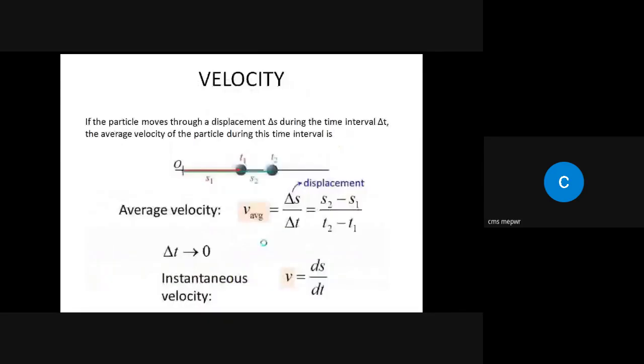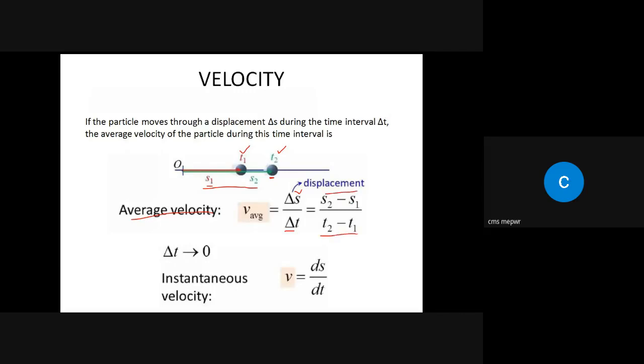Now let's consider the velocity. Imagine we have a particle at time t1, the position is s1. At time t2, the position is s2. So the displacement it covered during time interval t2 minus t1 is s2 minus s1. So average velocity can be identified as displacement within given time. How to find displacement? Final position minus initial position, during the time interval t2 minus t1.